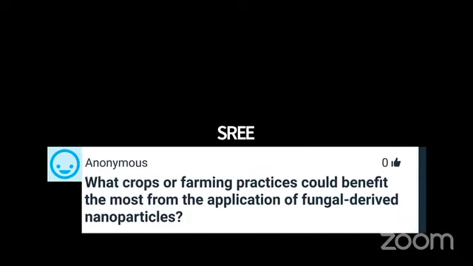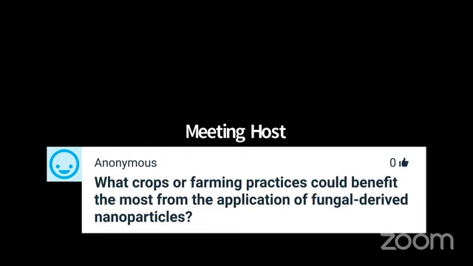Okay. And what crops or farming practices could benefit the most from the application of fungal derived nanoparticles? Yeah, mostly right now the cotton research is more in this. Cotton diseases are mostly at the experimenting level. They are doing mostly lint crops, oilseed crops and all. They are experimenting right now. But I don't think there will be any challenge or constraint in crop usage. I think we can use it for any crop.